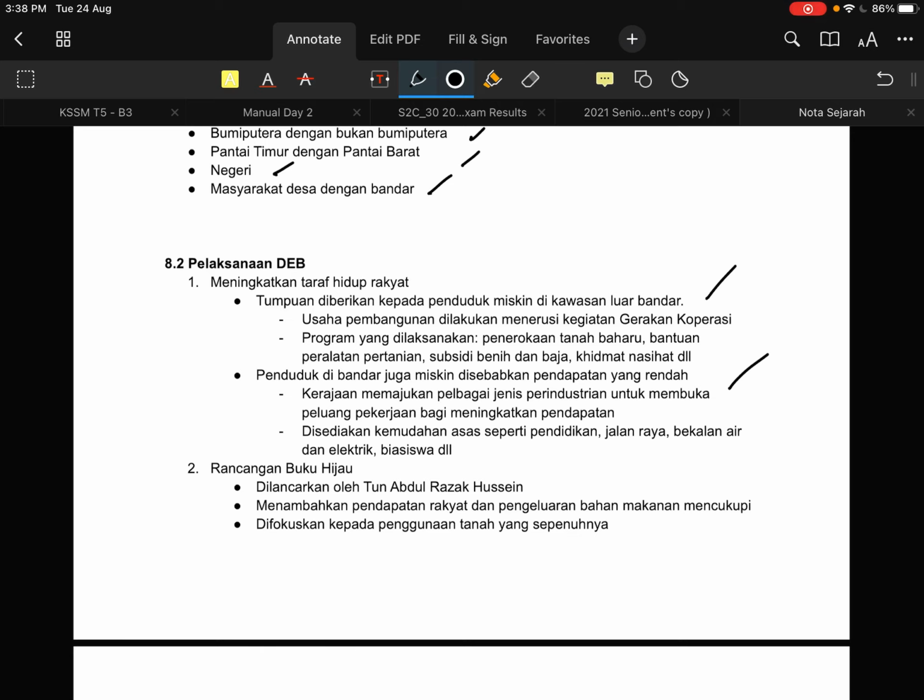And they also did a few programs. Number one is penerokaan tanah baharu, to build new land, and help with providing new technology for planting. Subsidi benih dan baja is for seeds and fertilizer. So they give fertilizer and seeds for people to plant, and then they also give advice on work.